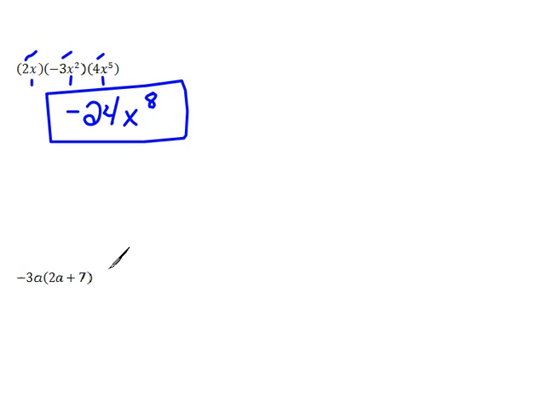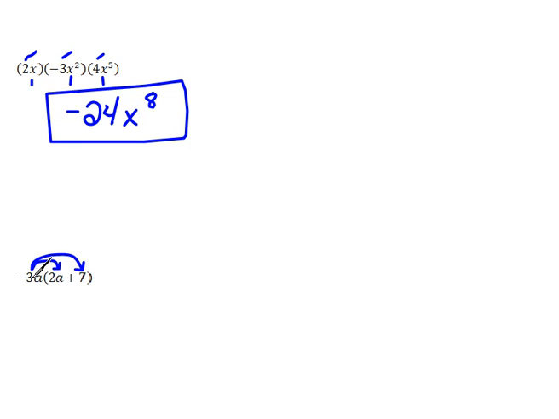Now, down here on this problem, we have something just a little bit different happening. We're not multiplying monomials anymore. This is a monomial times a binomial. We literally have to multiply this negative 3a to both of the items in the binomial. So what I like to do here is I like to draw these arrows to show that we are multiplying that negative 3a times both the 2a and also the 7. This is also called the distribution property.